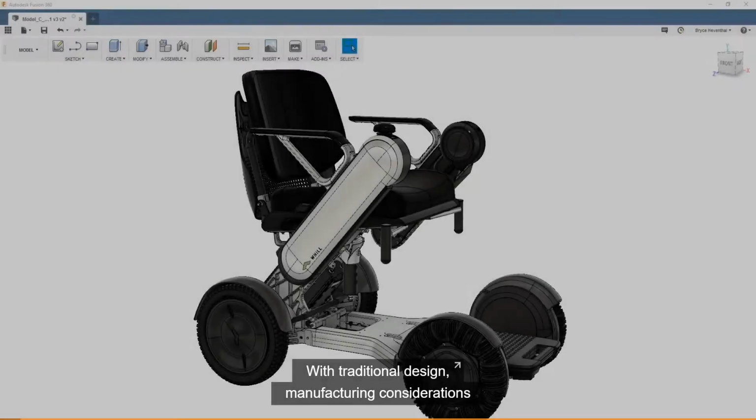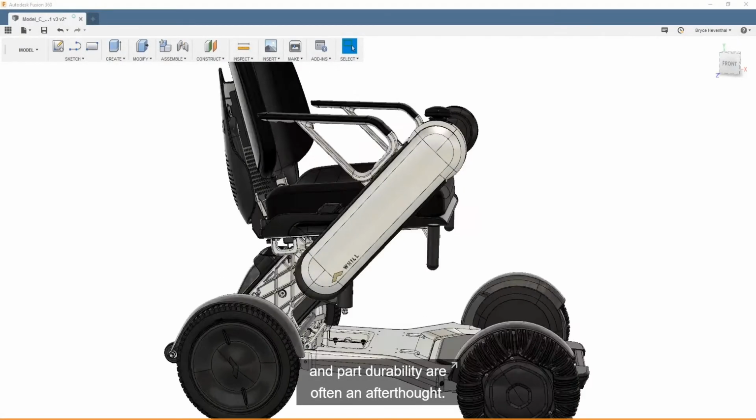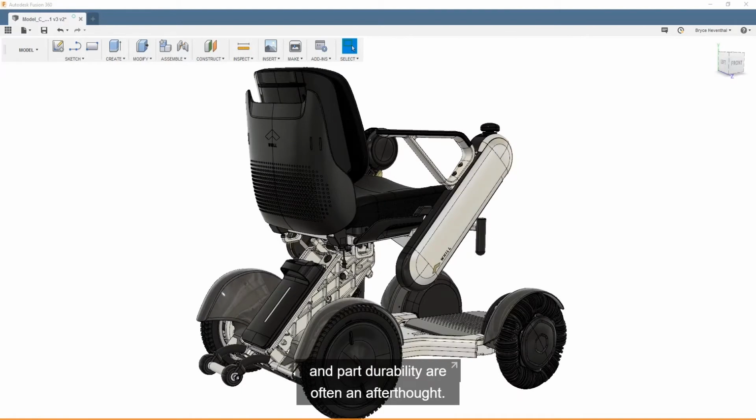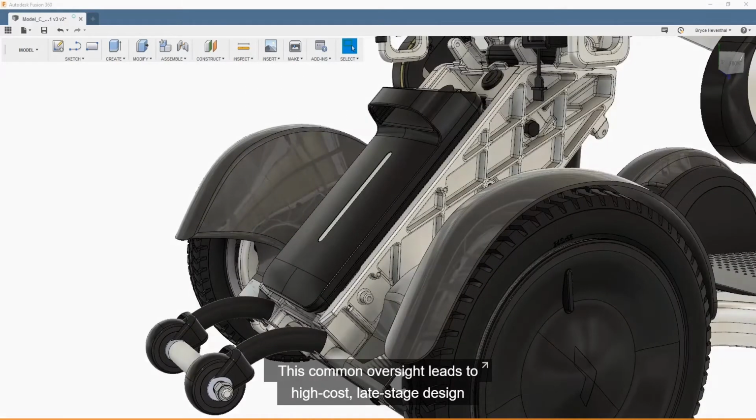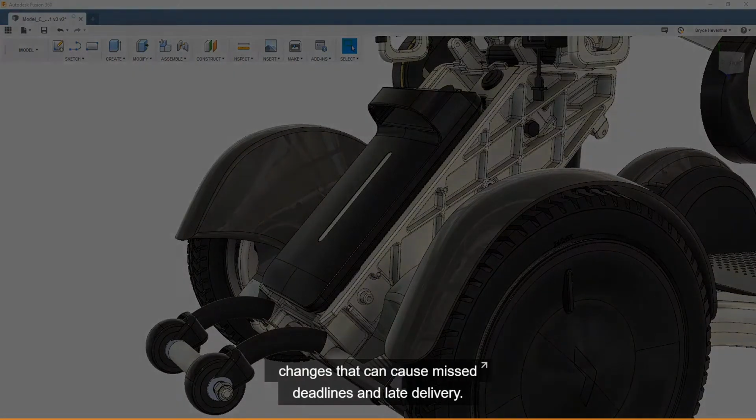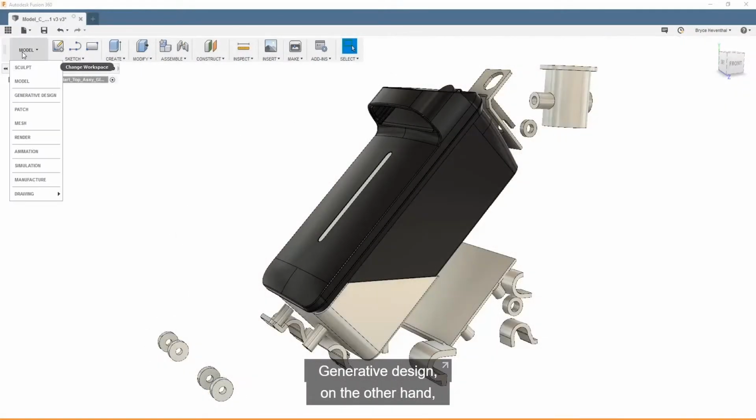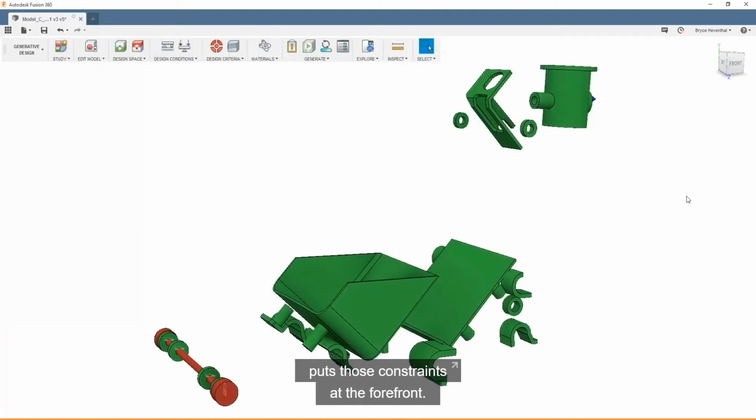With traditional design, manufacturing considerations and part durability are often an afterthought. This common oversight leads to high-cost, late-stage design changes that can cause missed deadlines and late delivery. Generative design, on the other hand, puts those constraints at the forefront.